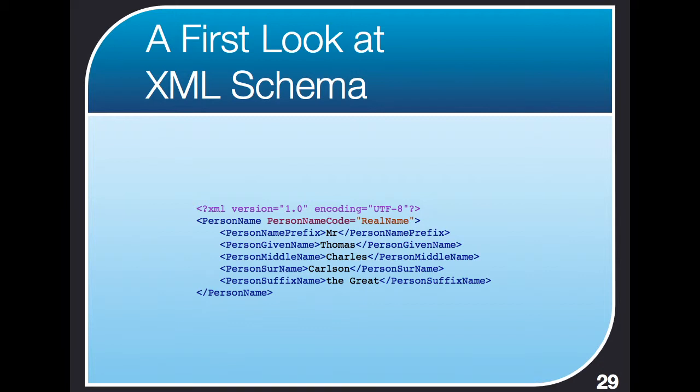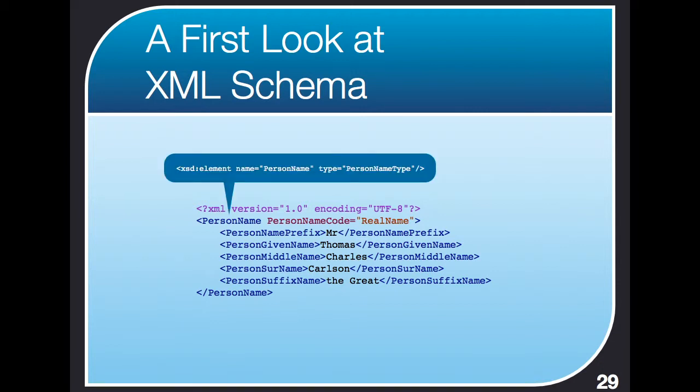So how do we know? Well, we do kind of know because we just spent a long time going through the schema. But let's review. So here's the person name element. Well, how do we know what that's all about? Because the schema says, hey, we have an element called person name and it's of type person name type. And, well, how do we know what goes in something that's a person name type?